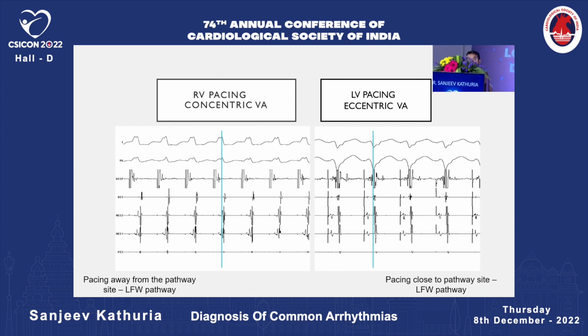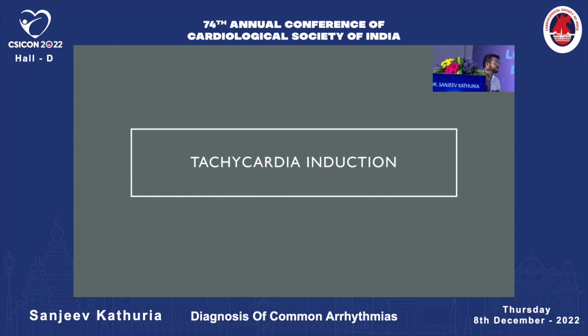So these are examples once again. If you are not close to the pathway, even if you are doing a V pacing, so let's say this was a left lateral pathway and you are pacing from the right ventricle, it's a concentric VA. But if you do it from the left side, you have an eccentric VA where you will have the earliest A in the distal CS. So pacing site is important: concentric, eccentric, VA block.